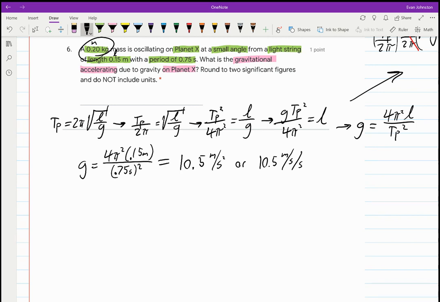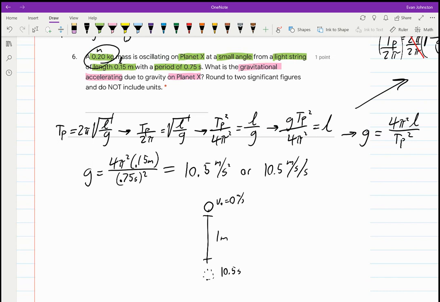I know this way looks a little sillier, but what this is telling us is that on this new planet, if you had a ball and you released it from rest, so V naught is 0 meters per second, then after 1 second it would be going 10.5 meters per second. So it speeds up by 10.5 meters per second. That's how much the velocity changes every second. So just a little Unit 1 throwback.